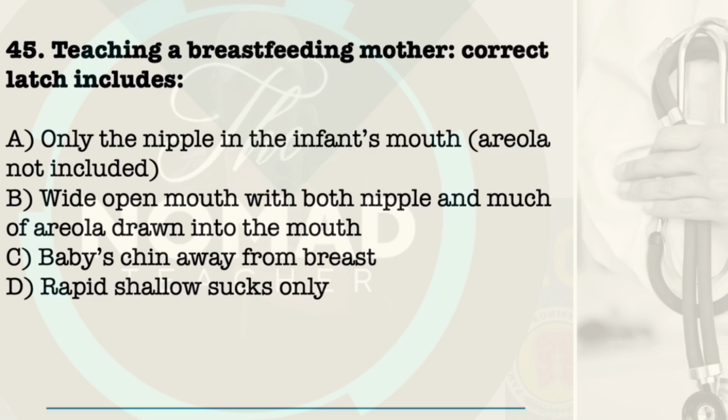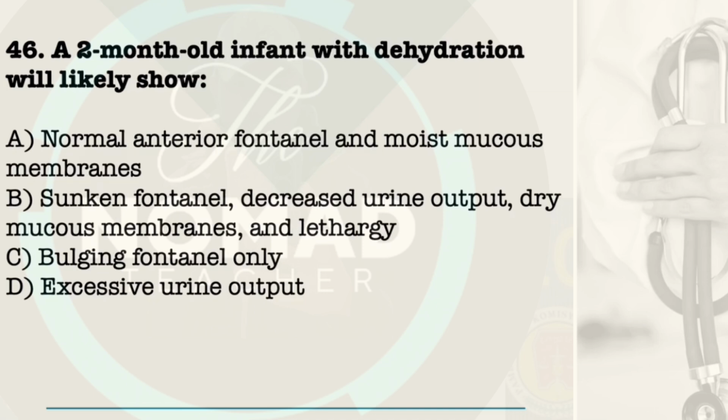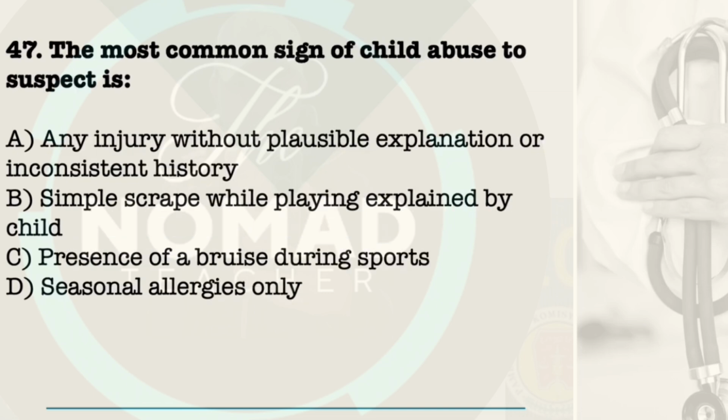46. A 2-month-old infant with dehydration will likely show: A. A normal anterior fontanelle and moist mucous membranes. B. Sunken fontanelle, decreased urine output, dry mucous membranes, and lethargy. C. Bulging fontanelle only. D. Excessive urine output.